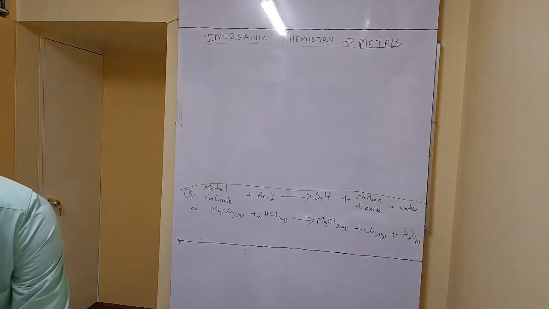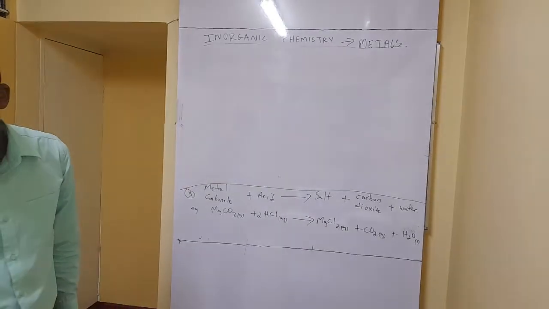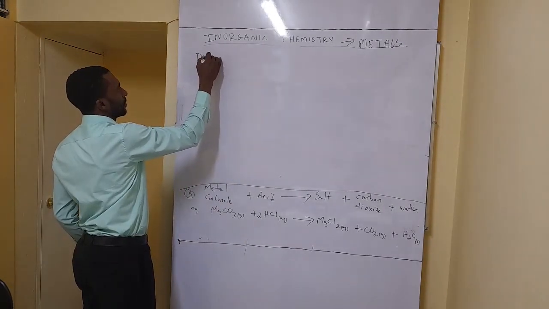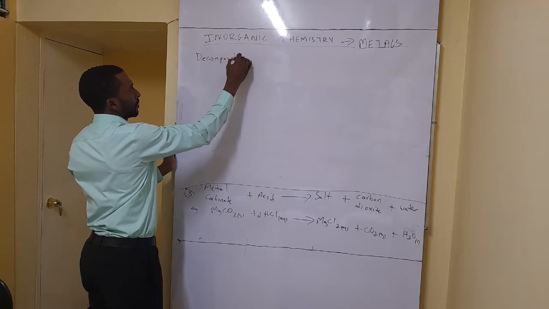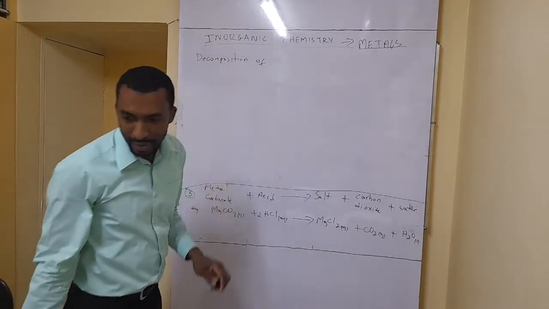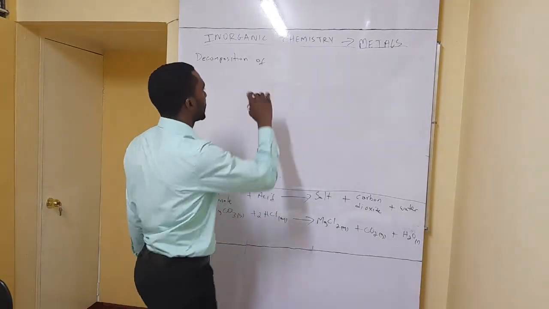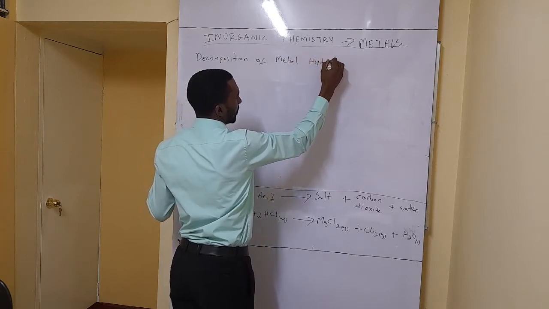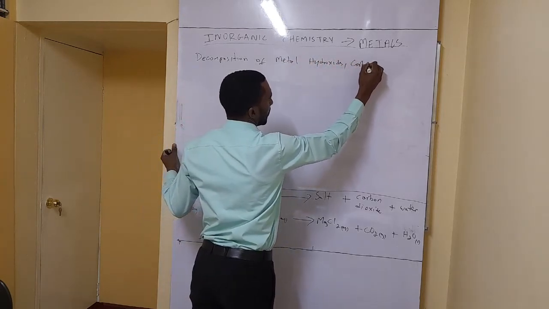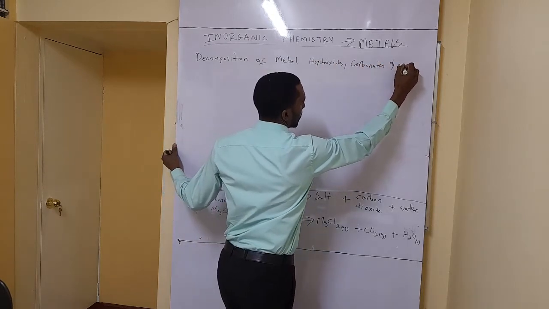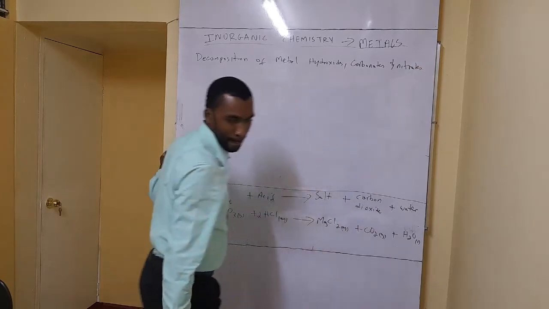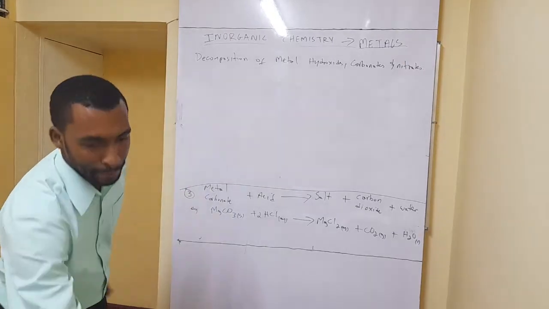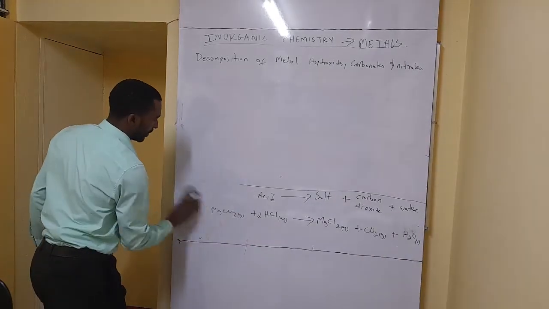Alright, so decomposition of metal compounds when heated, right? So metal hydroxides, carbonates, and nitrates. These are it. And then we're going to go back to the reactivity series to just sum up this and then move on, alright?